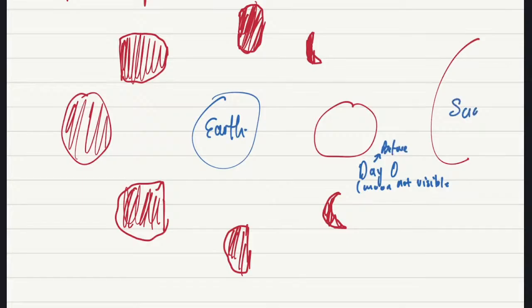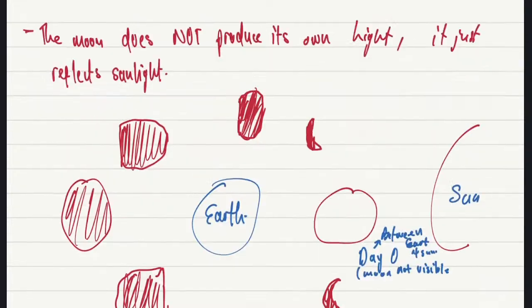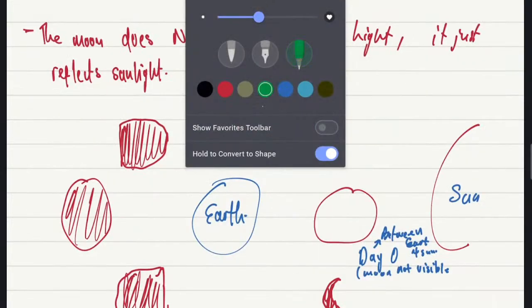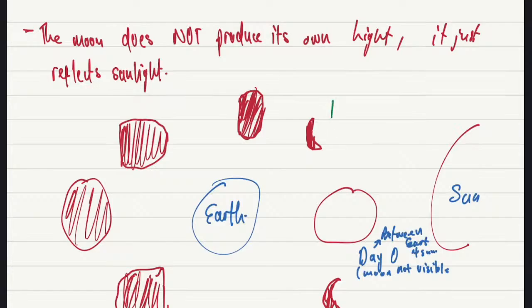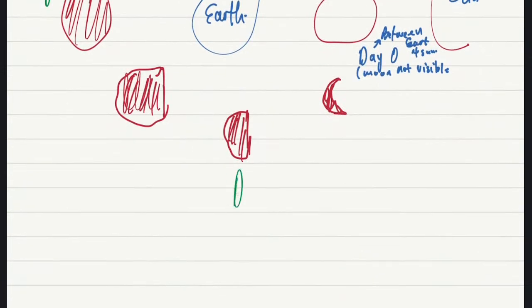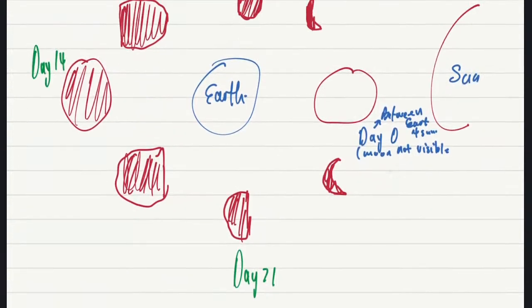This is the sun. Earth and sun. Then here, you say day 7. Okay? I want you to know, this actually is day 7. Then this becomes day 14. Then this becomes day 21. Then day 28 is here, just before day 0.